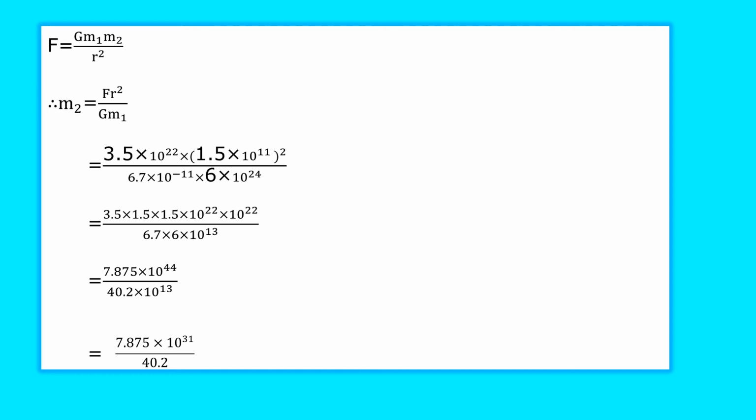So it is equal to 7.875 into 10 raised to 44, meaning 22 plus 22, it will be 10 raised to 44, upon 40.2 into 10 raised to 13. So it is equal to 7.875 into 10 raised to 31. How did this 10 raised to 31 come? Because 10 raised to 44 is in the numerator and 10 raised to 13 is in the denominator. When the denominator's 10 raised to 13 comes to the numerator, it will be negative. So it will be 10 raised to 31, meaning 44 minus 13, it will be 31, upon 40.2 as it is.